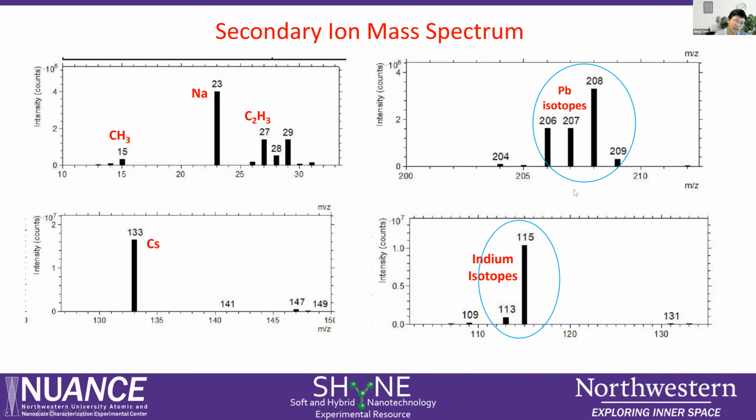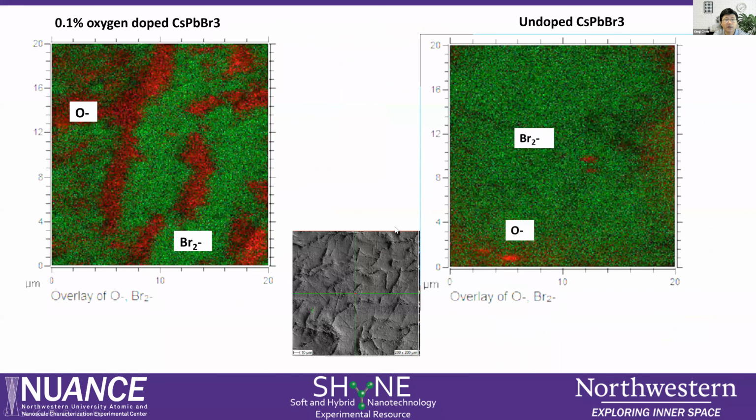That advantage is useful for some special samples. For example, you can purposely put in an isotope, like deuterium or carbon 13 or 14, to label a certain area, and then use this mapping to see the distribution of that labeled element. So these are mass spectra.